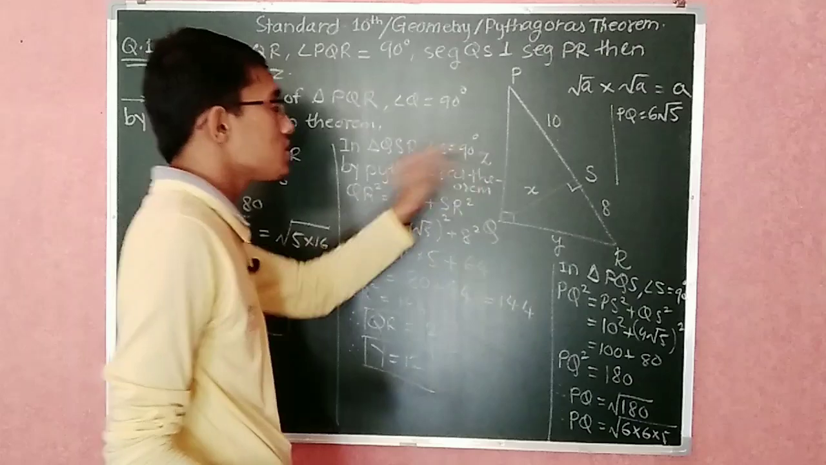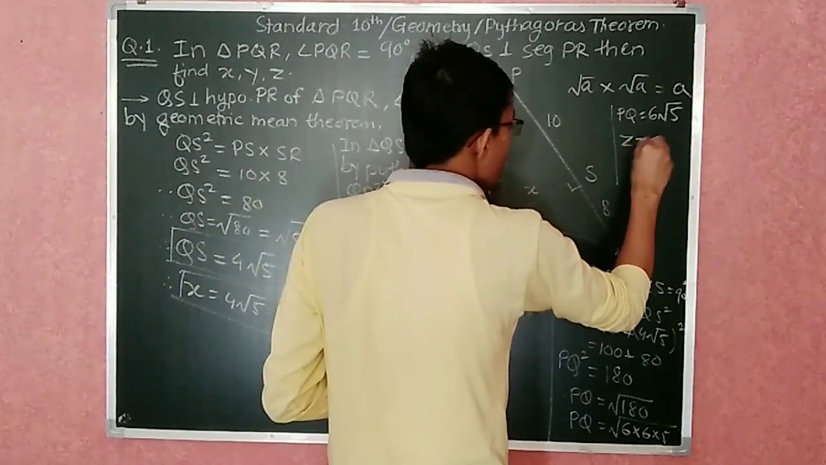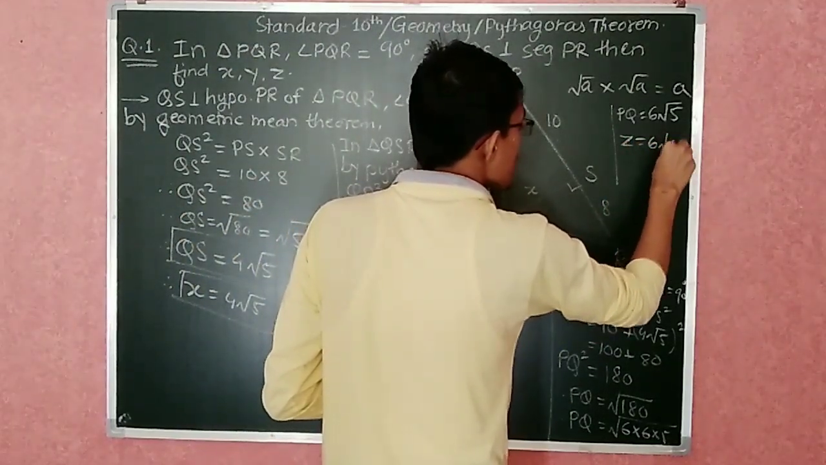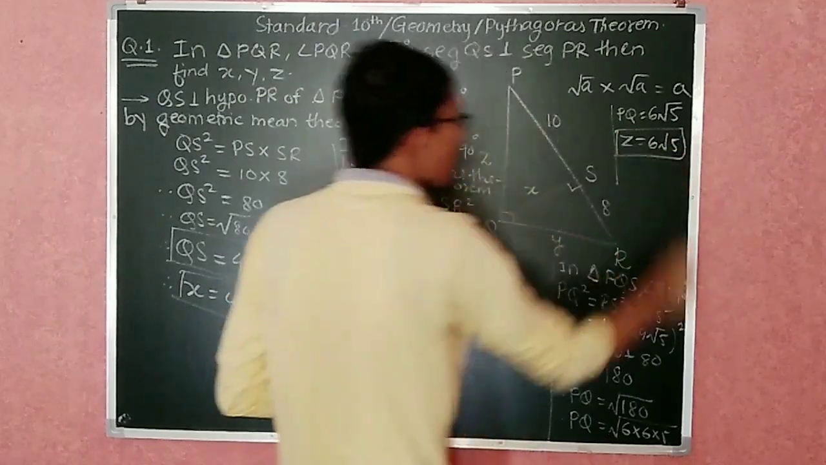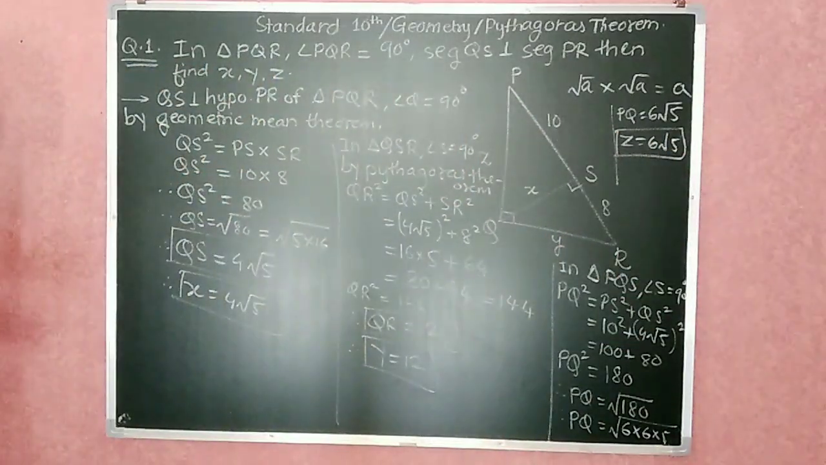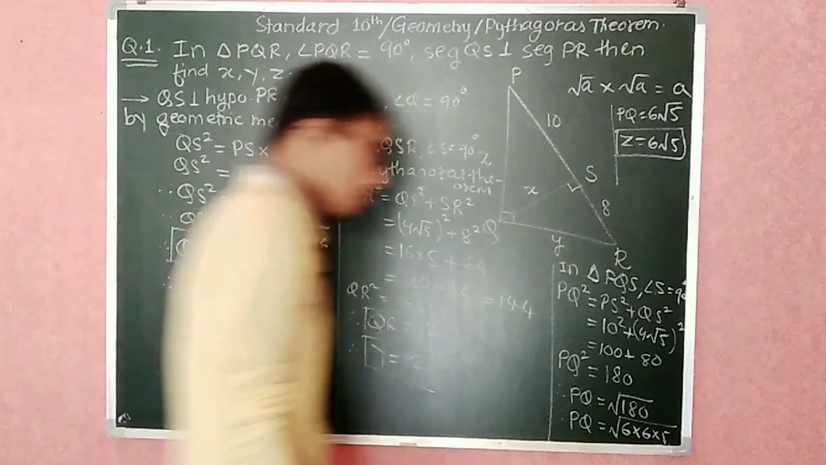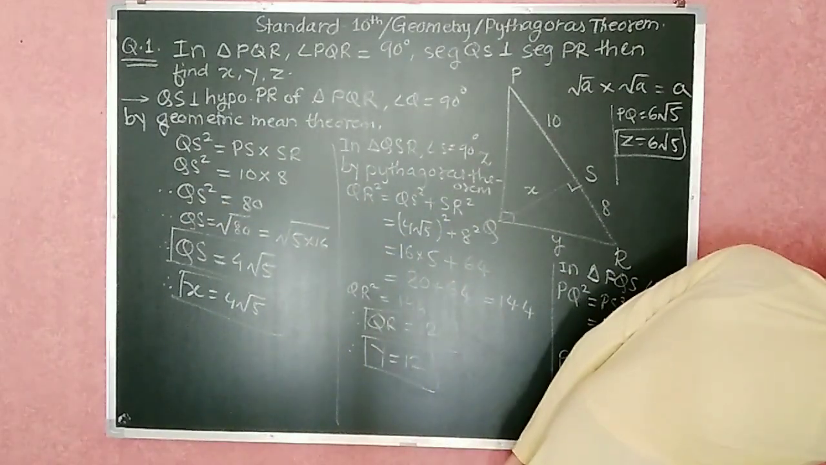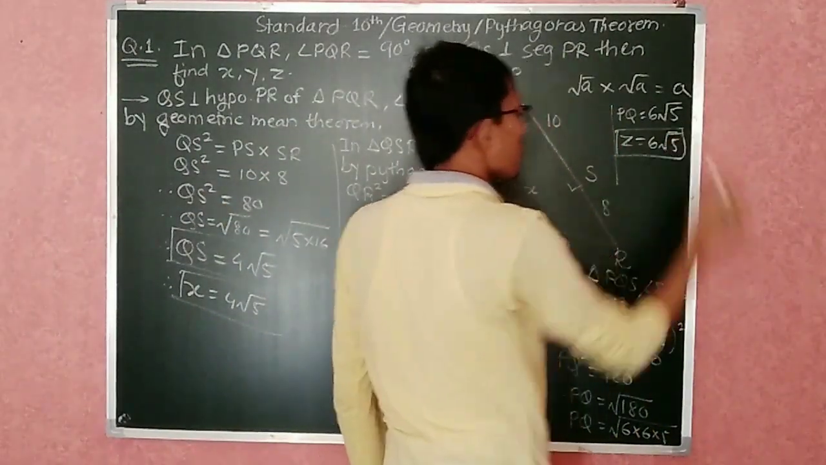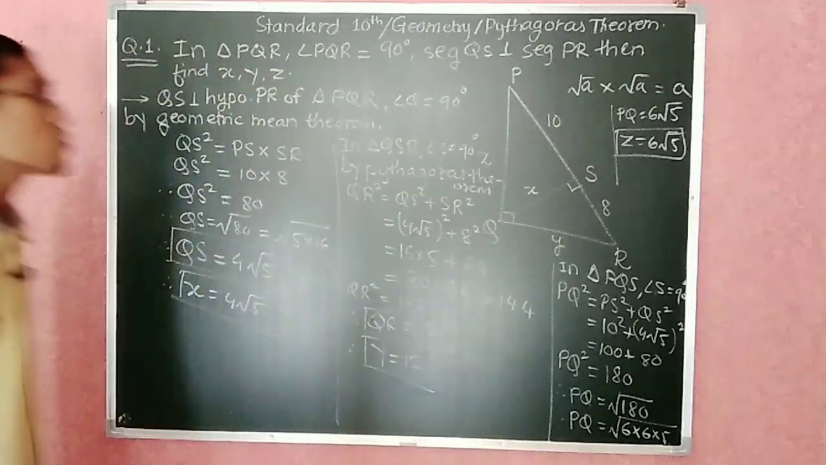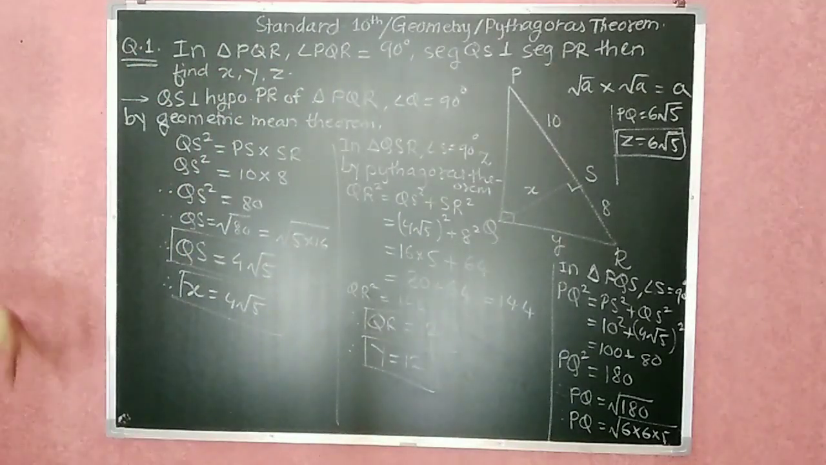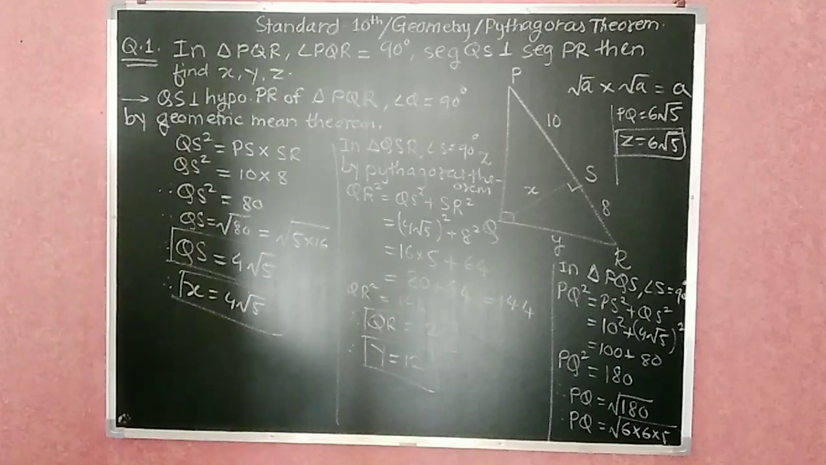What is PQ? It is nothing but Z. So Z is equal to 6 root 5. Okay, so this is the required answer for this particular question. Z is equal to 6 root 5. Okay, now we'll head towards the second question.